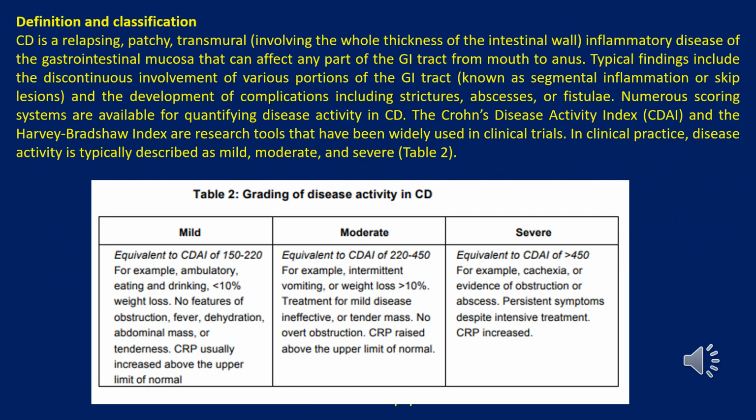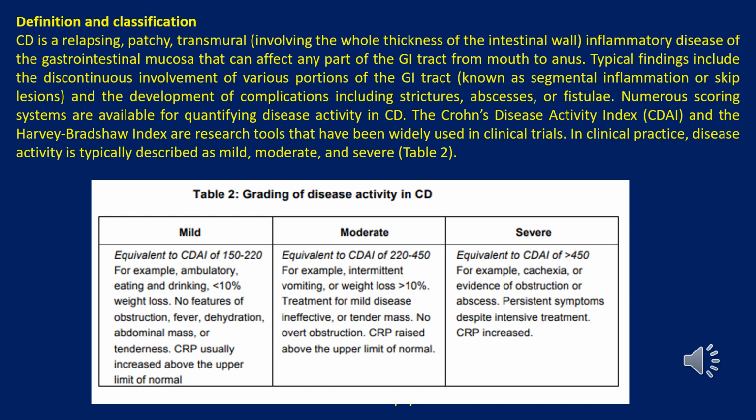Next we will look at definition and classification. Crohn's disease is a relapsing, patchy, transmural, that is involving the whole thickness of the intestinal wall, inflammatory disease of the gastrointestinal mucosa that can affect any part of the GI tract from mouth to anus.